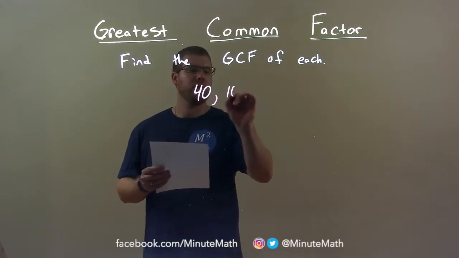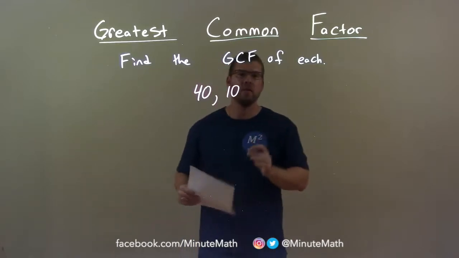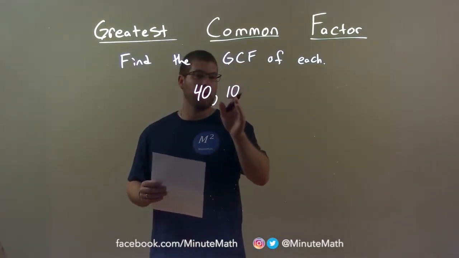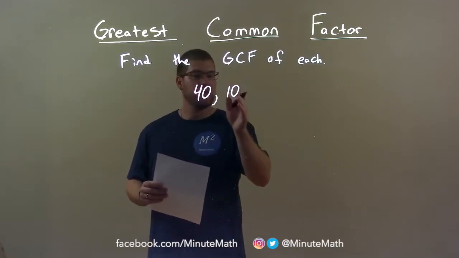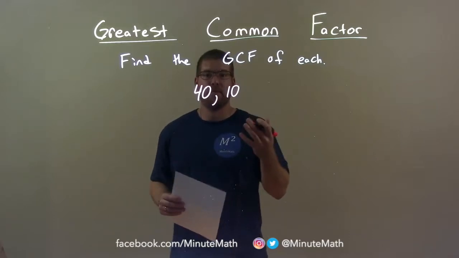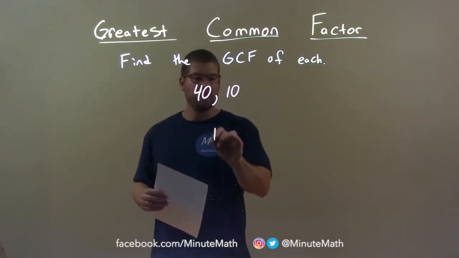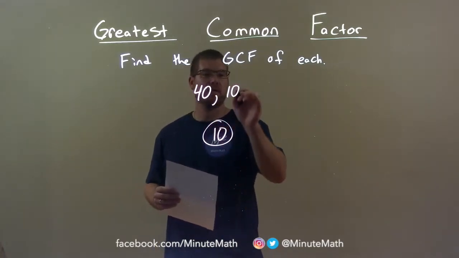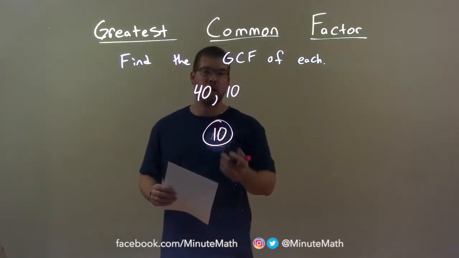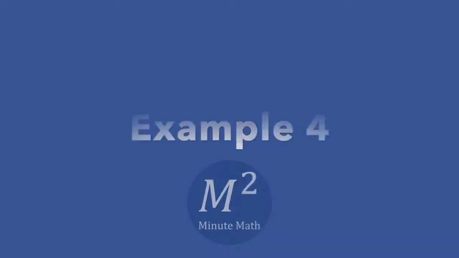40 and 10. Now, what I like to do here is, if I can see that one of the numbers is a factor of the other, right? 10 is a factor of 40, and 10 is the largest factor of 10, there we have our answer, right? The answer is just 10 here, because 10 goes into 10, it's the largest one there, and so it also goes into 40, so we're done. Final answer is 10.